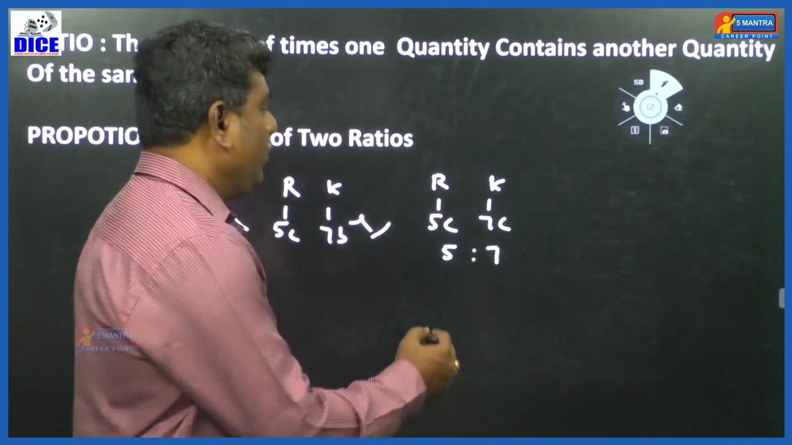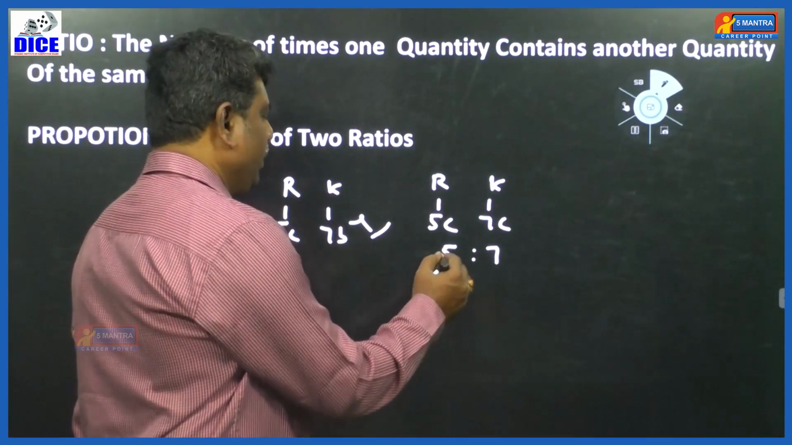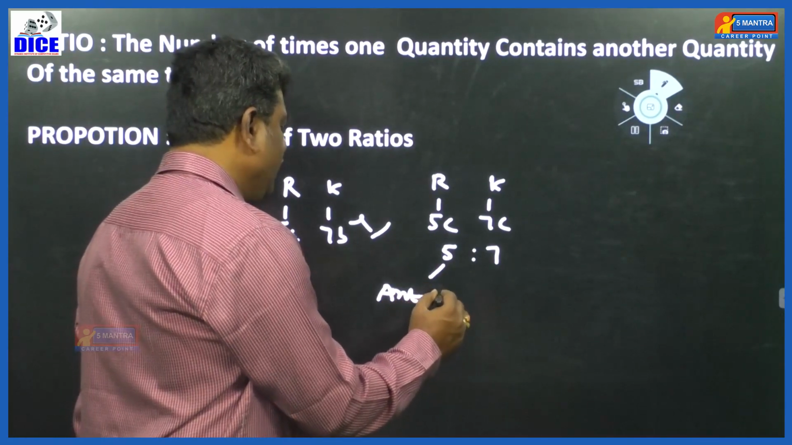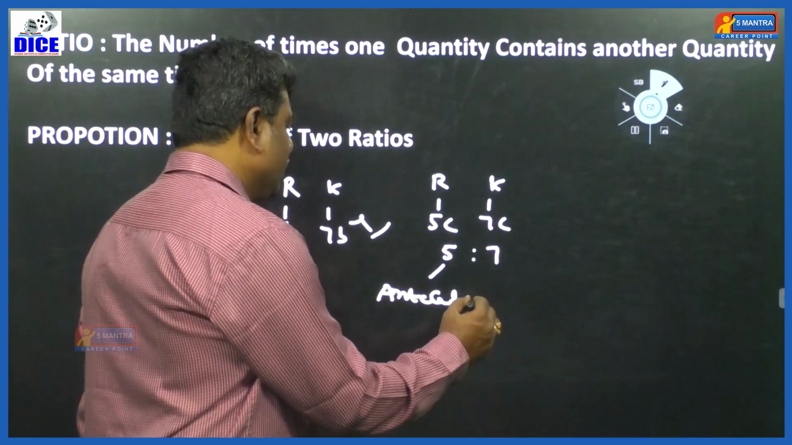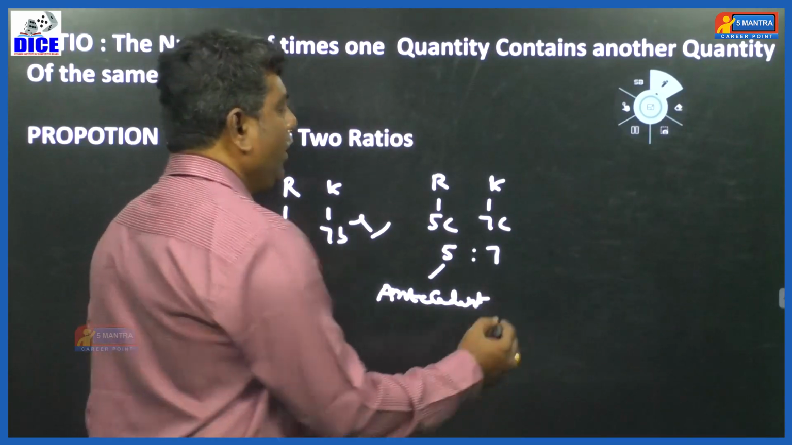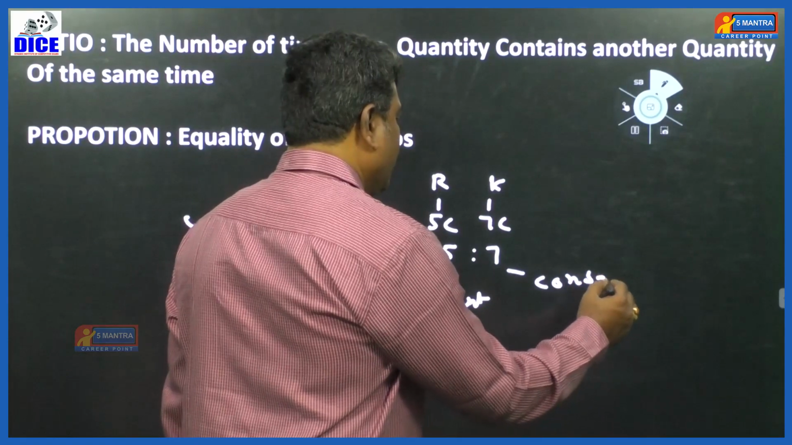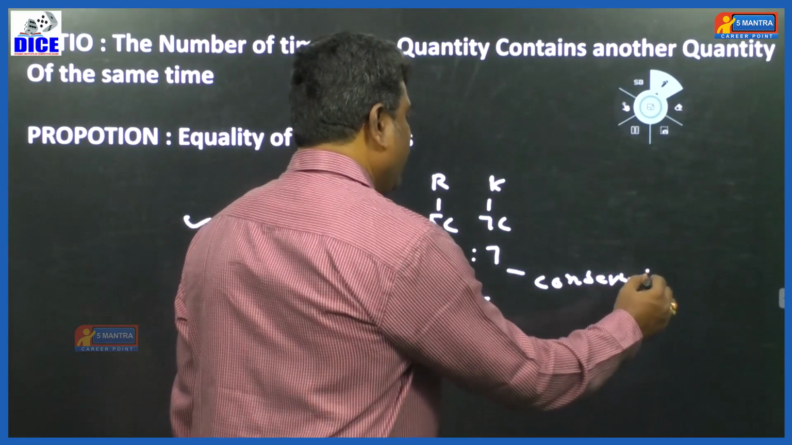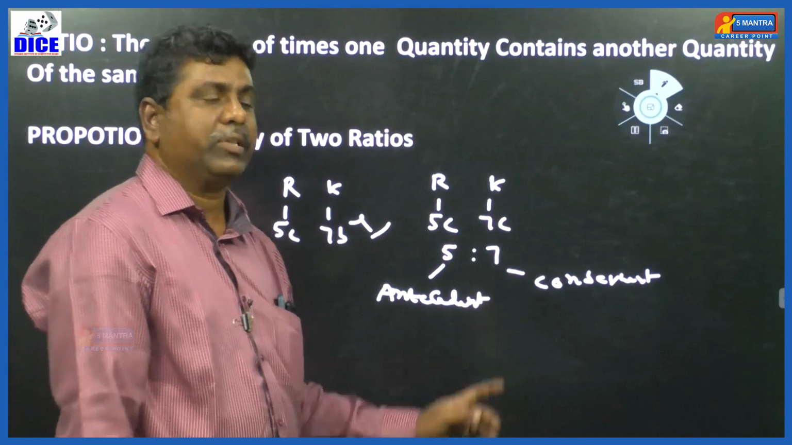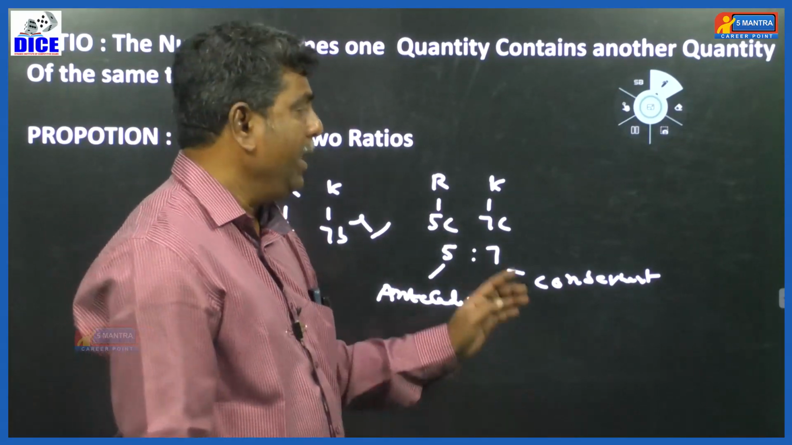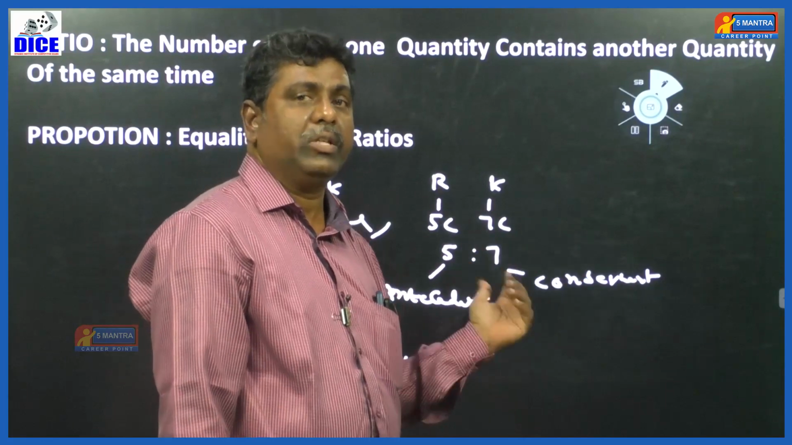In a ratio, the first term we call the antecedent and the second term we call the consequent. In the examinations, we will get a question on this also.